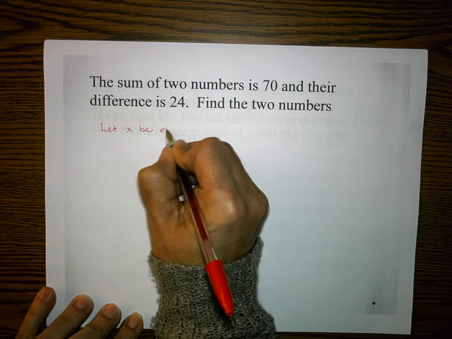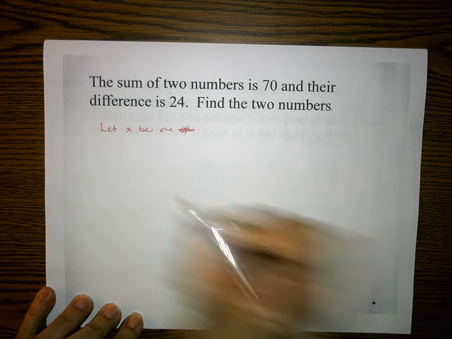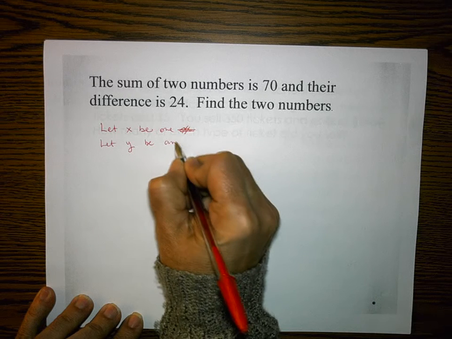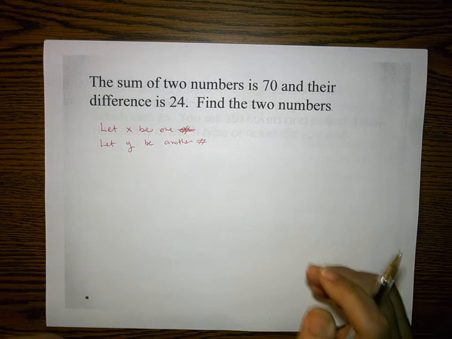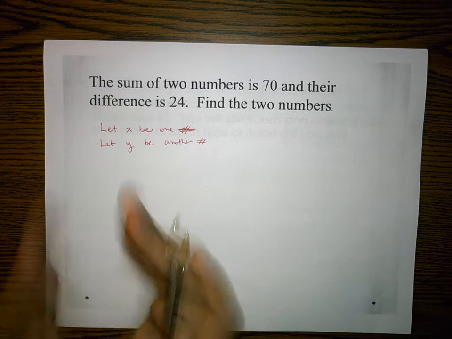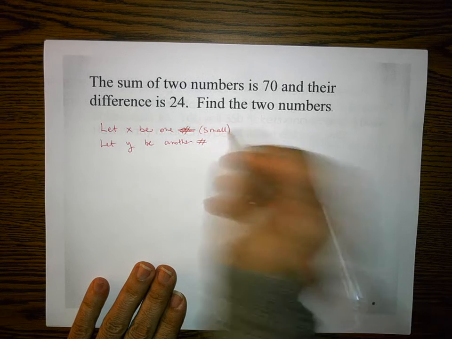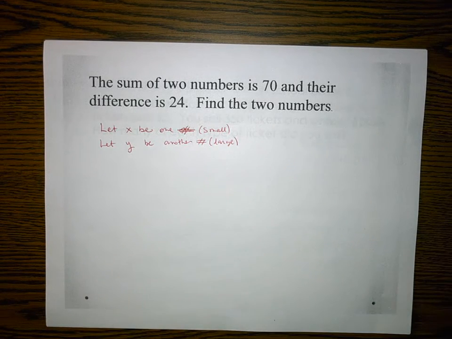number. Let me just put the number sign. Let x be one number, and then let y be the other number. So I'm dealing with two variables. I have no clue what they are, but maybe x can be the smaller number and y can be the larger number. I really don't know. We'll find out when we start solving.